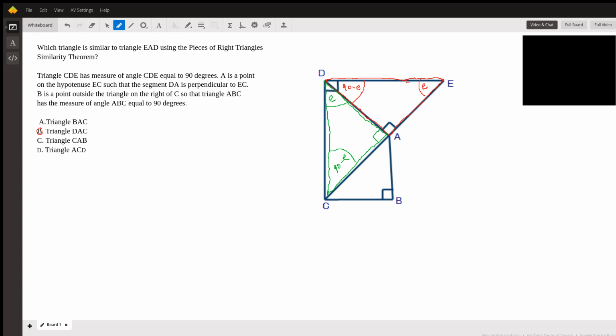Okay, so I hope that this little mini proof convinces you that DAC is similar. The green triangle is similar to the red triangle. Okay, so that's all there is to it.